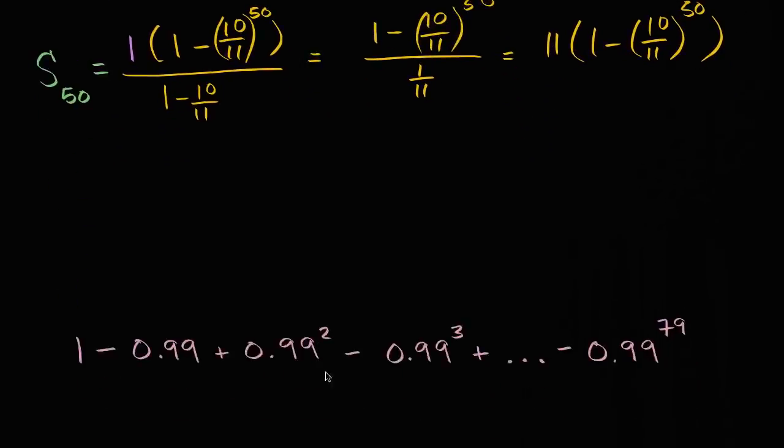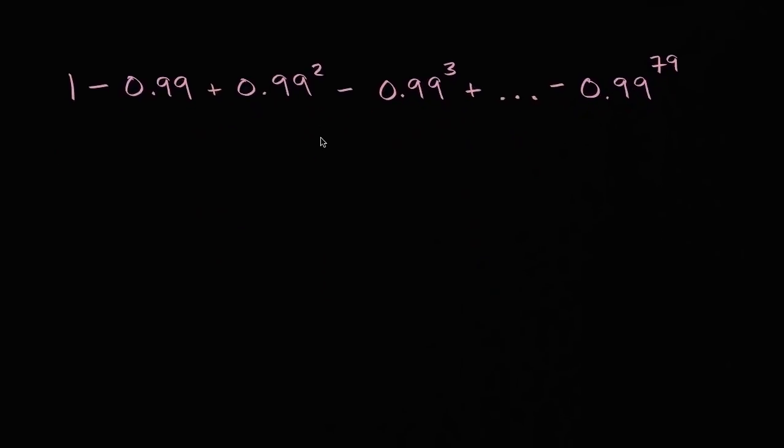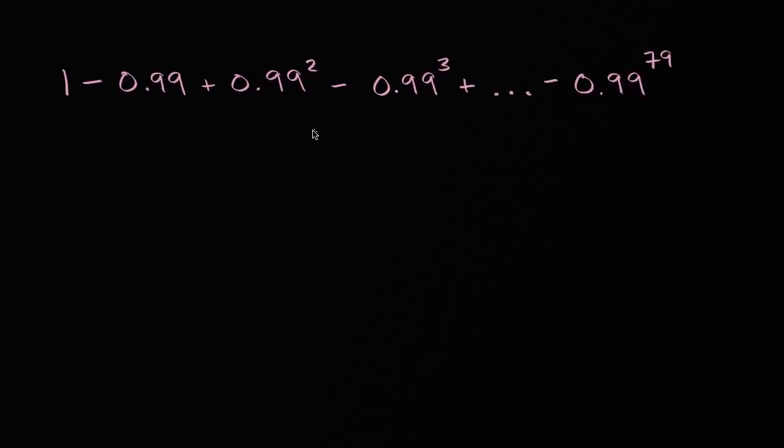Let's do another one of these. This is kind of fun. So this is more clearly a geometric series. Let's first think about how many terms we're going to take the sum of. You might be tempted to say, okay, I'm going to take it to the 79th power, so there must be 79 terms here.